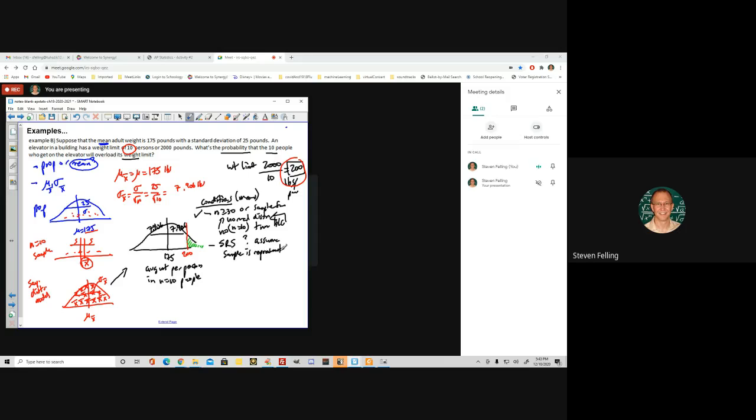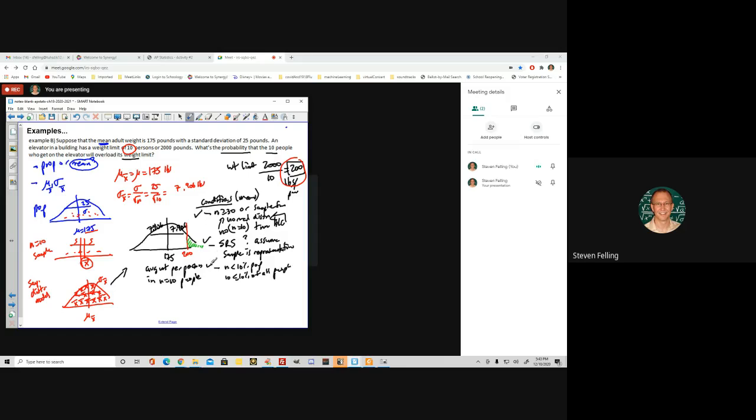And if we're assuming that, we will always want to state that we're assuming that. So we're checking conditions here. We should give a reason why we think that condition is met. The last one is that you want to sample less than 10% of the population. So that would mean that our sample of 10 is less than 10% of all people. And that's definitely true. So that's met.